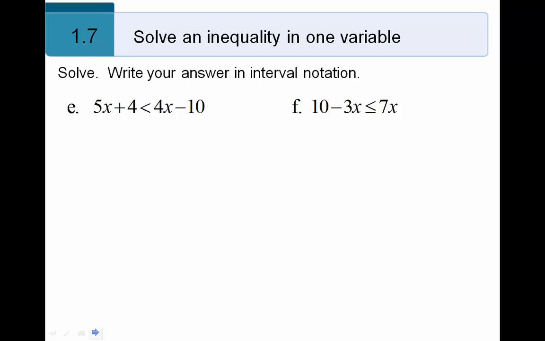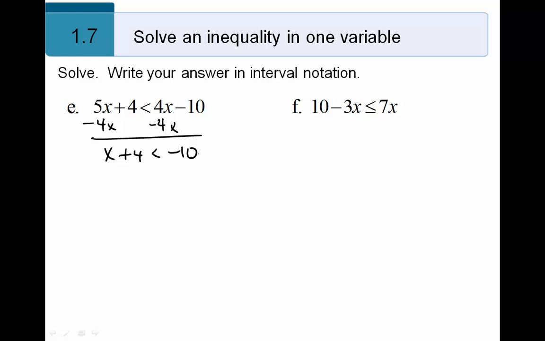Recall, I prefer my variables on the left-hand side, so I'm going to choose to get rid of the variable term 4x on the right-hand side. And to get rid of a positive 4x, we're going to put a negative 4x on both sides. Combining the x's, positive 5 and negative 4 is positive 1, so we get 1x or x plus 4 is less than negative 10.